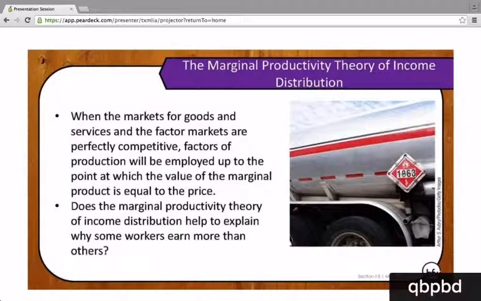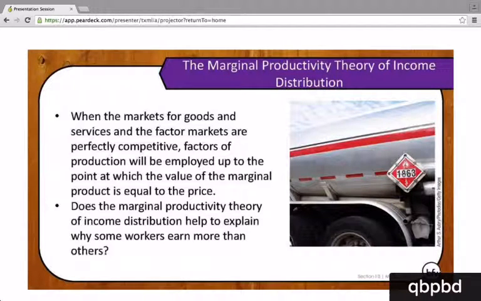Now, when the market for goods and services and the factor markets are perfectly competitive, factors of production, we've seen, will be employed up to the point at which the value of the marginal product is equal to the price. But the question is, does the marginal productivity theory of income distribution help to explain why some workers earn more than others? According to the theory, the division of income among the economy's factors of production is determined by each factor's marginal productivity at the market equilibrium.